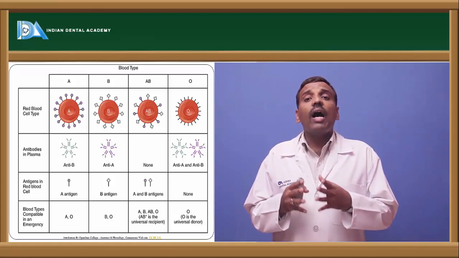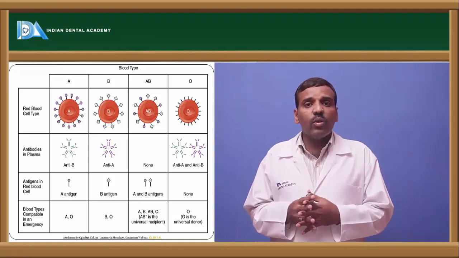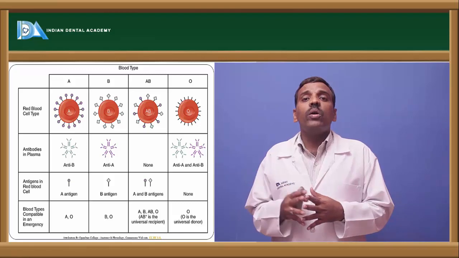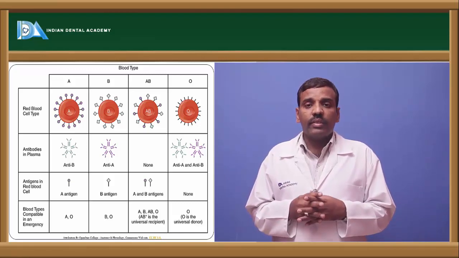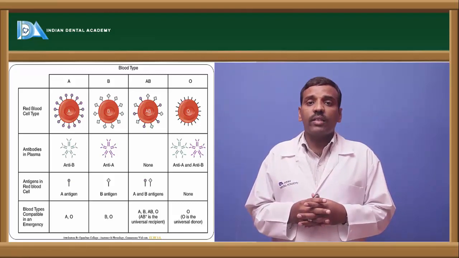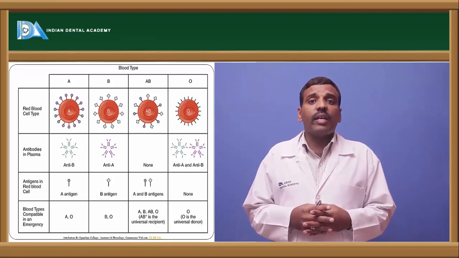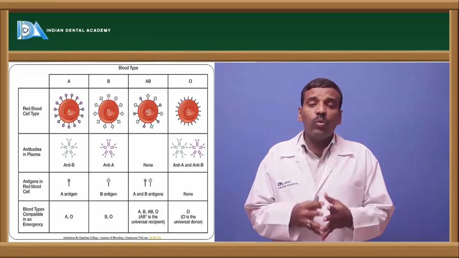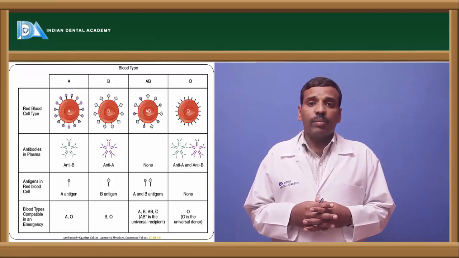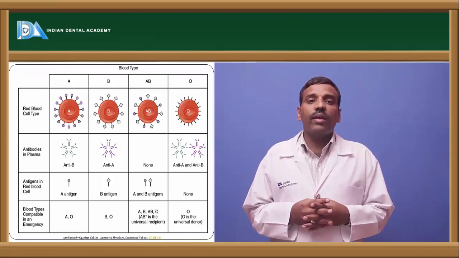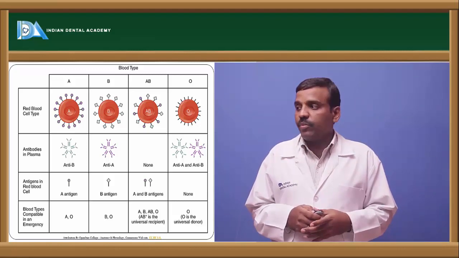Since there is no antigen in the O group, these people can donate to anyone. That's why the O group person is called the universal donor. And there are no antibodies in the AB blood group and both antigens A and B are present. These people can receive blood from any type of blood group. That's why this AB blood group is called the universal recipient.